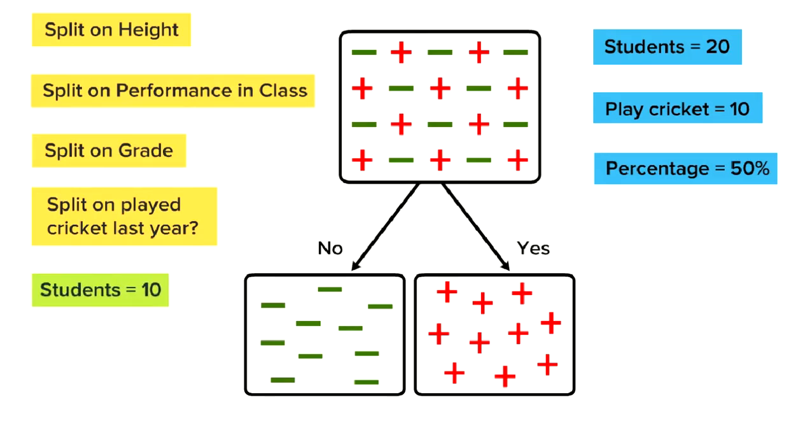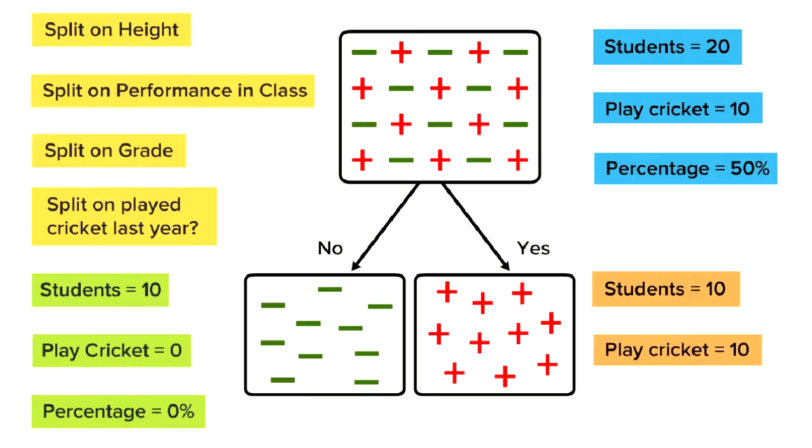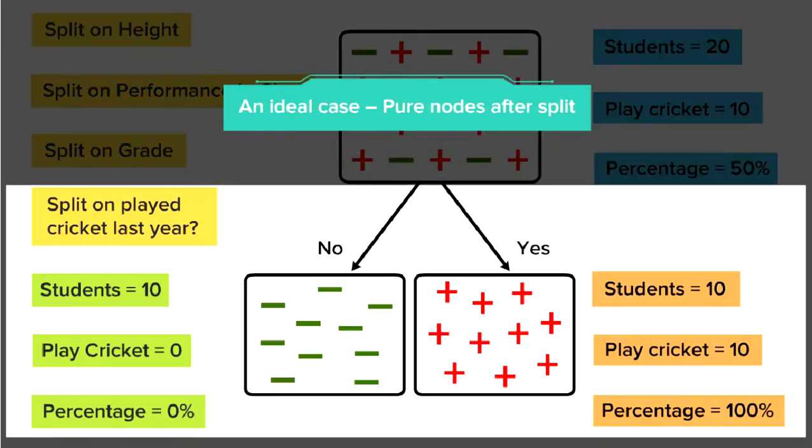If we look at the percentages, there are 10 students who did not play cricket last year, and out of those, none played cricket this year as well. And hence, the percentage here is 0. Similarly, out of 10 students who played cricket last year, all played cricket this year, and hence the percentage in this case will be 100%. Remember, this is the ideal case that we have seen here.